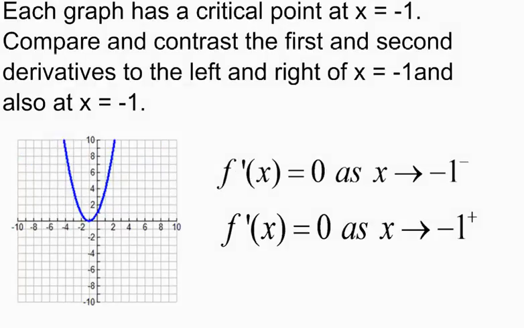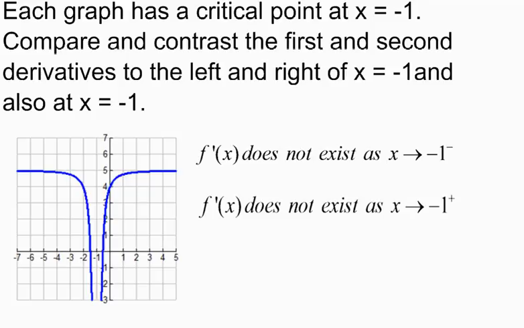Okay, the second graph, the derivative is equal to 0 as x approaches -1 from the left. The slope of the tangent line would be 0. As x approaches -1 from the right, the slope is also 0. So the derivative is 0 there.